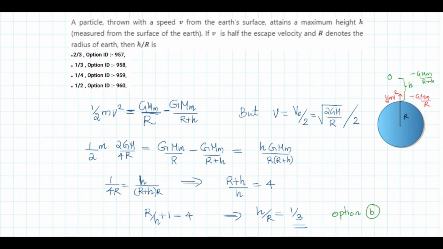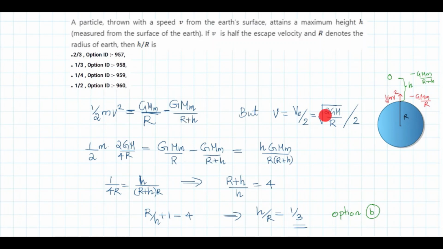You can equate the sum of these energies on the surface of Earth, or you can equate the change in kinetic energy and the change in potential energy. What is the change in kinetic energy? It is half mv square. That should be equal to the change in potential energy, GMm divided by r minus GMm divided by r plus h.